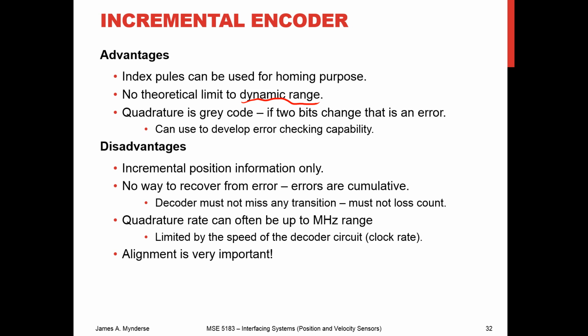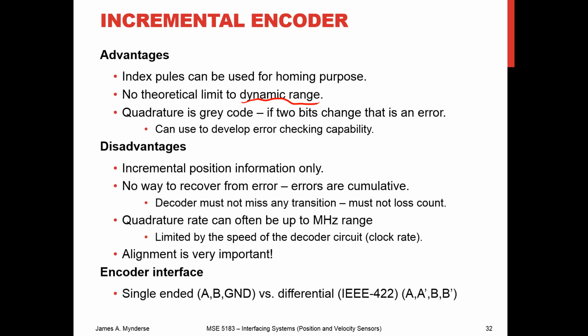This can easily be in the megahertz range, and so if you're trying to do this through software, you could run into problems. I recommend not trying to do it through software. Using an external decoder works pretty nicely. Also note that you could have A, B, and ground channels, or you could do differential signaling with A prime, B, and B prime.